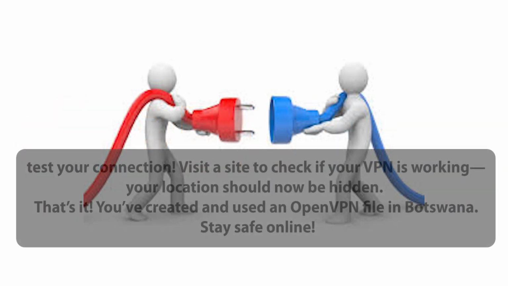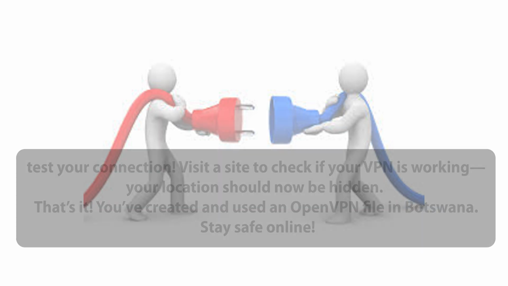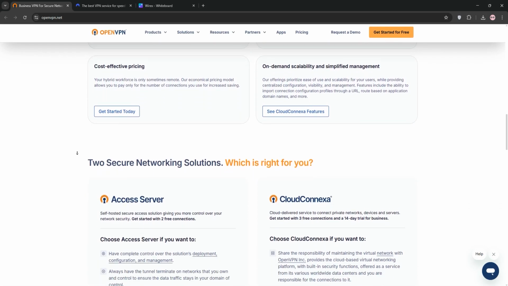Finally, test your connection. Visit a site to check if your VPN is working. Your location should now be hidden. That's it, guys. You've created and used an OpenVPN file in Botswana.